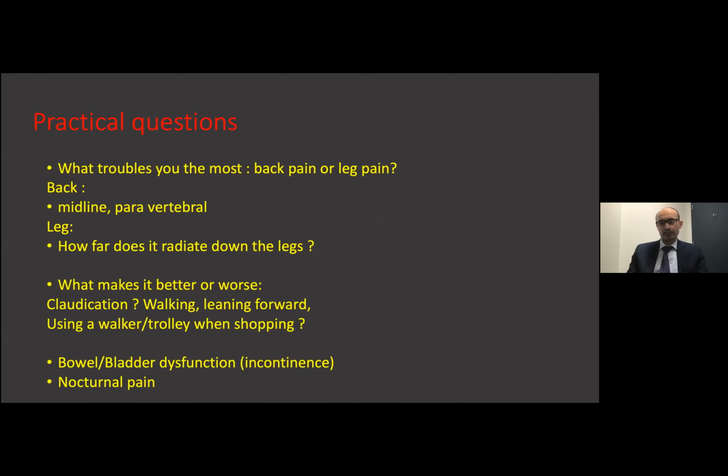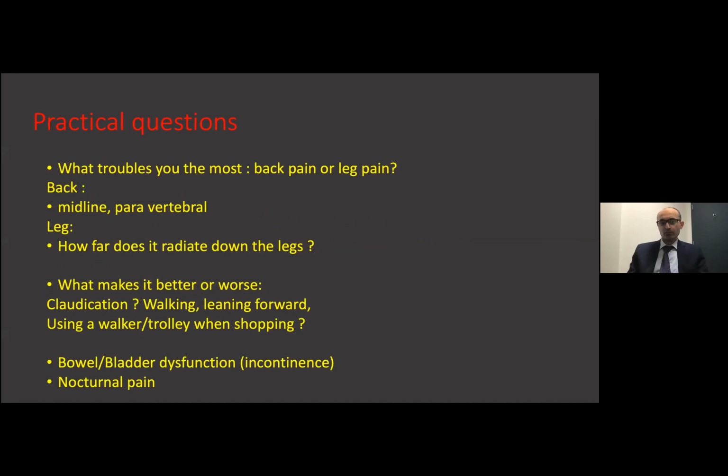Is it back pain or leg pain? The first question defines and delineates for me if I'm dealing with a pathology of the back, which is normally degenerative or even could be fracture, or is it leg pain, which is a nerve problem, or radicular pain, or neurology. And then I'll focus on that.